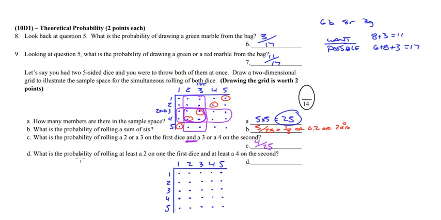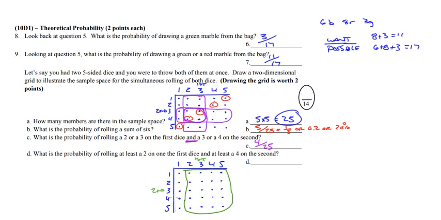Now, with that, what's the probability of rolling at least a 2 on the first die? So remember that, again, this is the first, and this is the second. Let's make this a little easier to see. All right, so rolling at least a 2 on the first die. At least a 2 means a 2 or more. So that would be all of these. That's 2 or more on the first die.